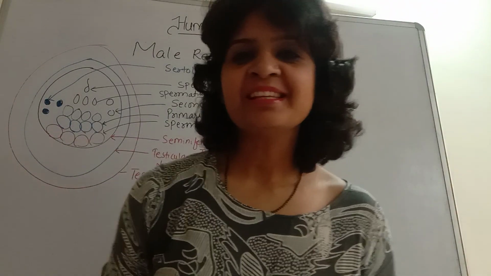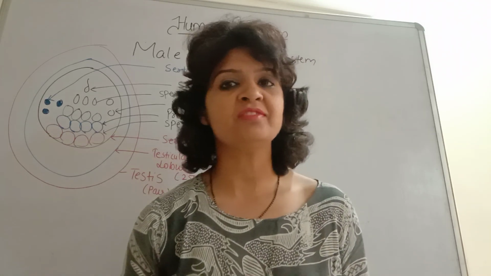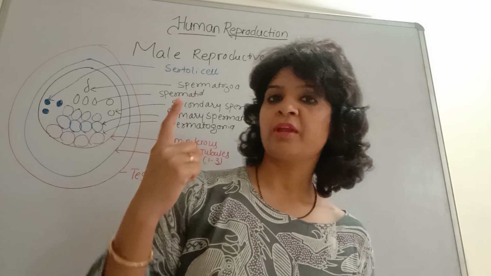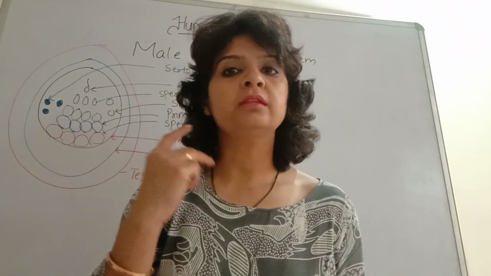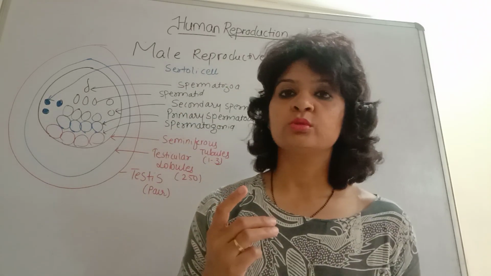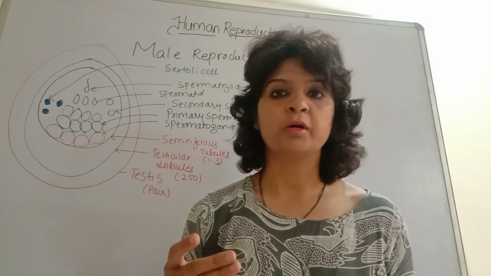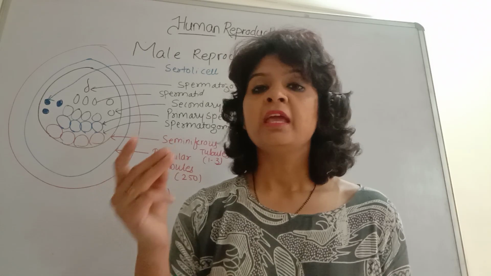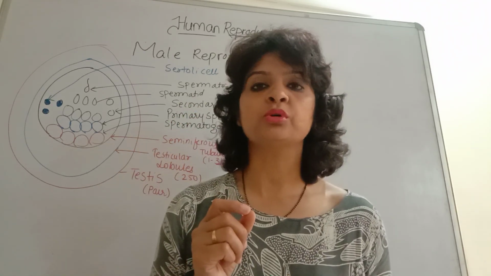Hello everyone. In our previous session we learned about the male reproductive system, which comprises the testis, that is the primary sex organ, the second the duct system, and the third the accessory glands. Whatever glands are associated, they help in the movement of the sperm. Now the testis, which forms the sperm, has cells termed spermatogonia.